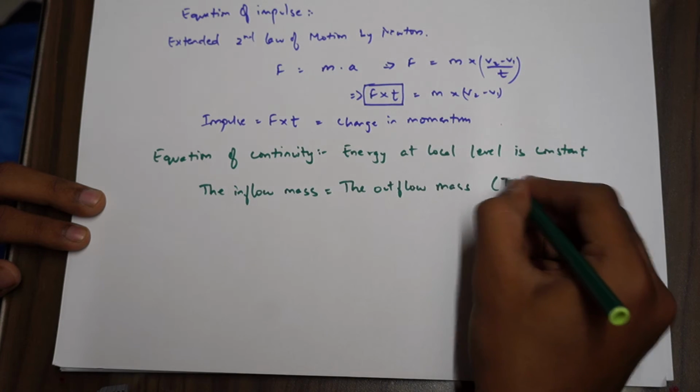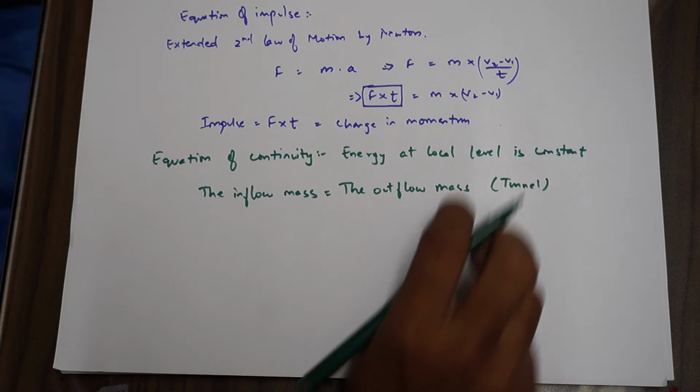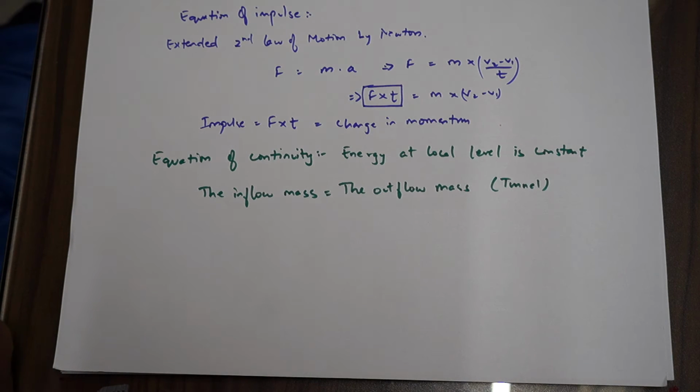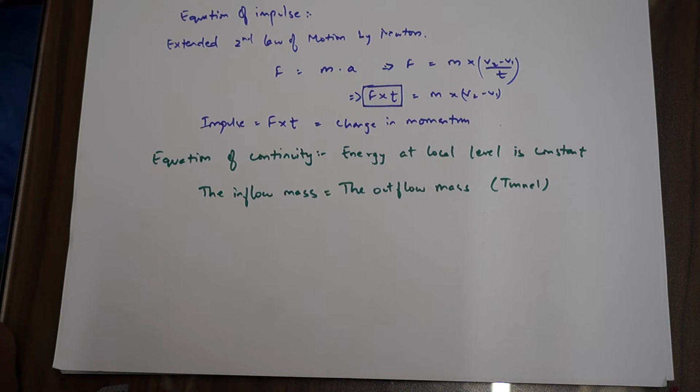Say suppose through a tunnel or a pipe. The pressure and everything is different, but the mass passing through the tunnel will be the same, that will come out. So basically equation of continuity is the energy at local level is constant.